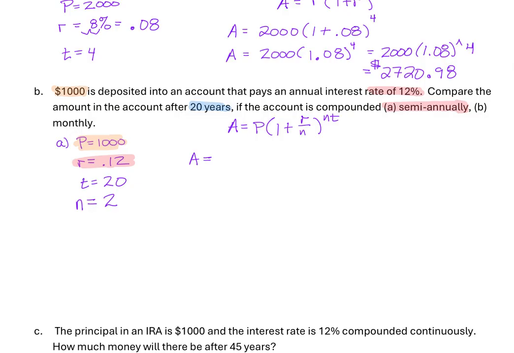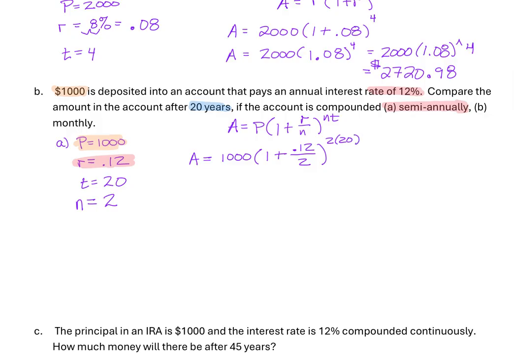All right, if we start plugging this in, we get 1,000 times 1 plus, we have R is 0.12 over 2, raised to the 2 times 20.